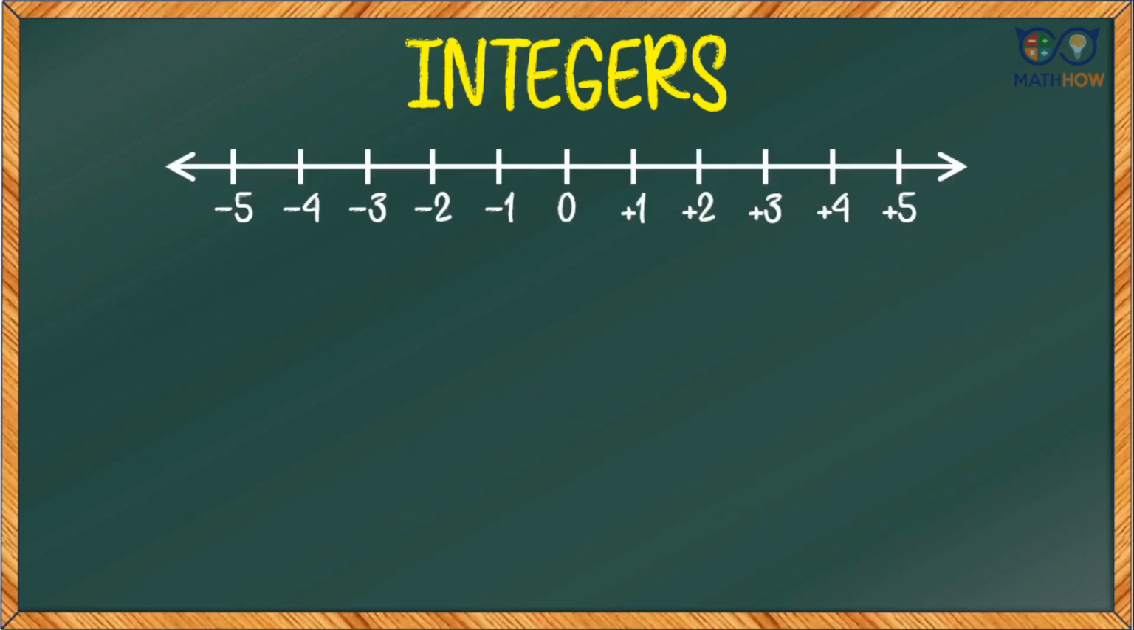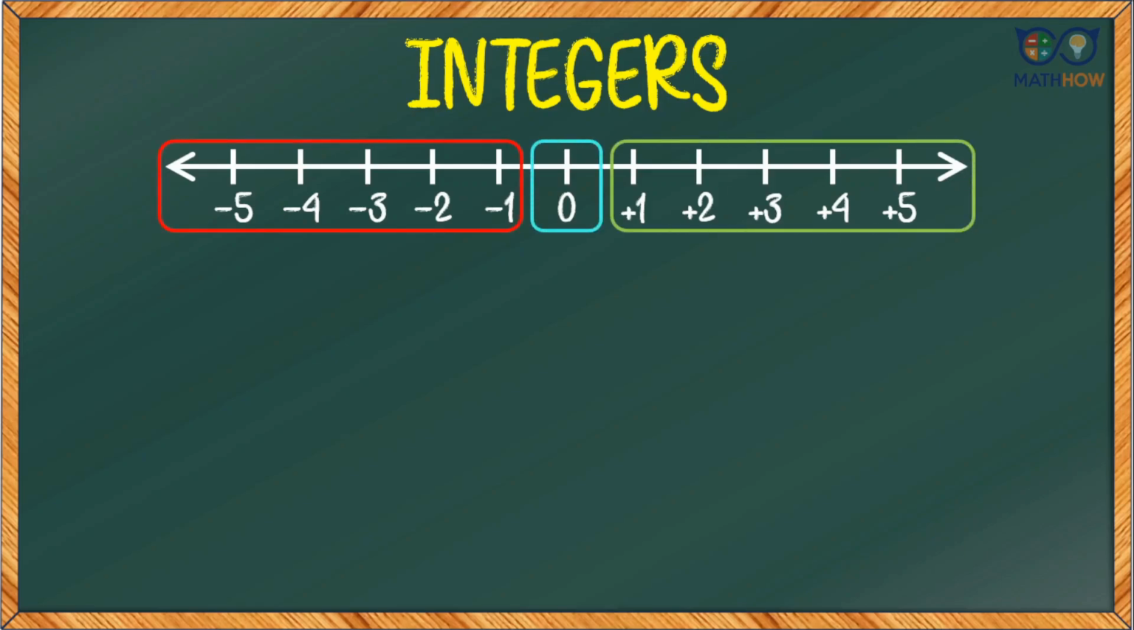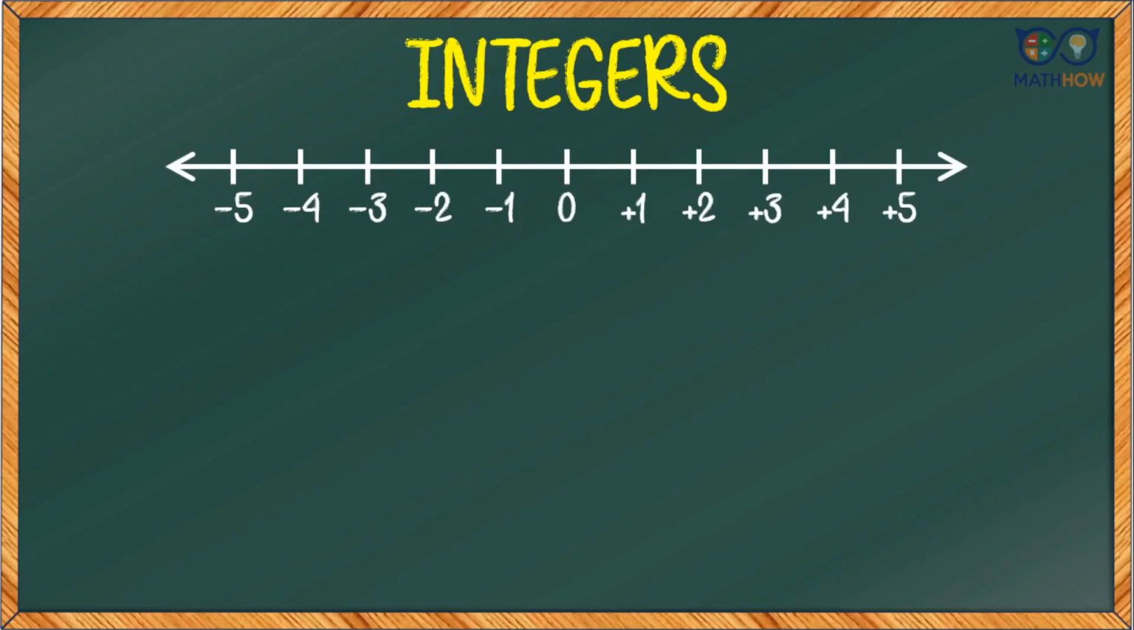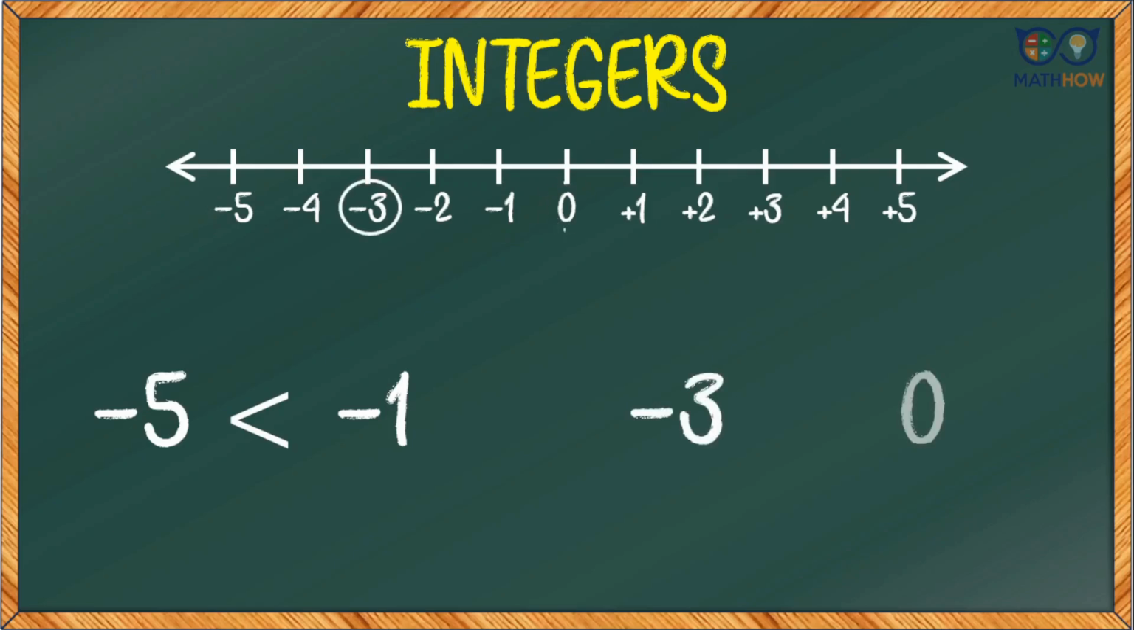In integers, we have three groups of numbers: positive integers, 0, and negative integers. On a number line, the farther right you go, the bigger the number gets. Consider negative 5 and negative 1. As negative 1 is on the right, it is greater than negative 5. Let's take another example. Consider negative 3 and 0. As you can see, 0 is on the right of negative 3, so 0 is greater than negative 3.